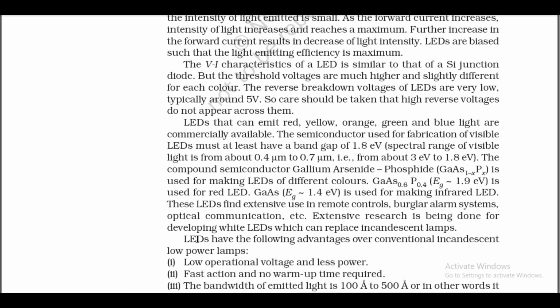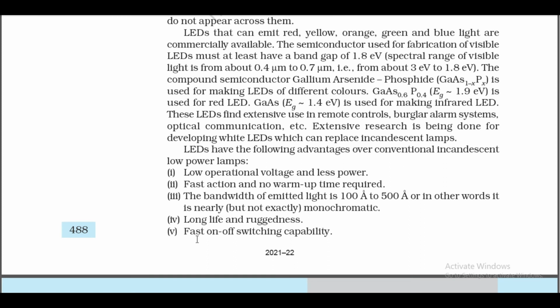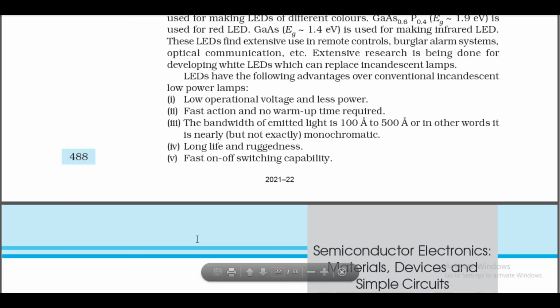LEDs have the following advantages over conventional incandescent lamps. First, low operational voltage and less power. Second, fast action and no warm-up time required. Third, the bandwidth of emitted light is 100 angstrom to 500 angstrom, or in other words, it is nearly but not exactly monochromatic. Fourth, long life and ruggedness. Fifth, fast on-off switching capability.